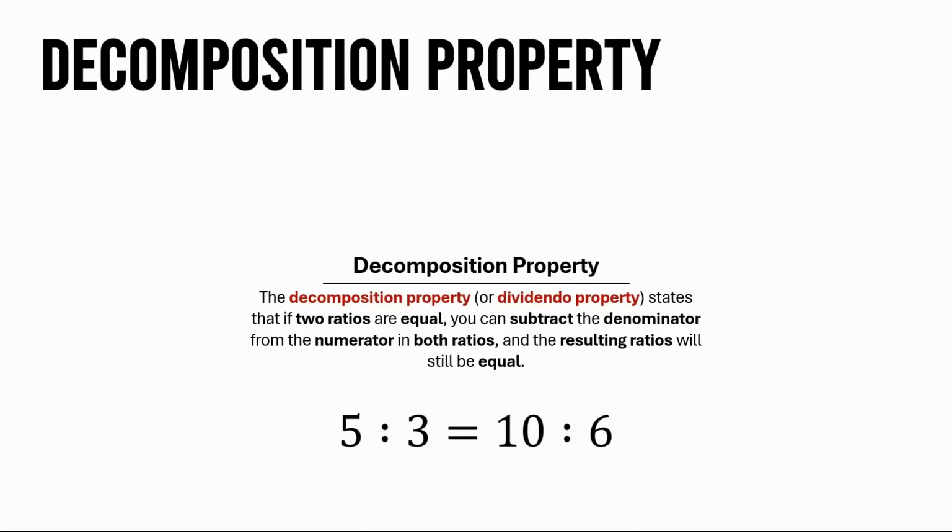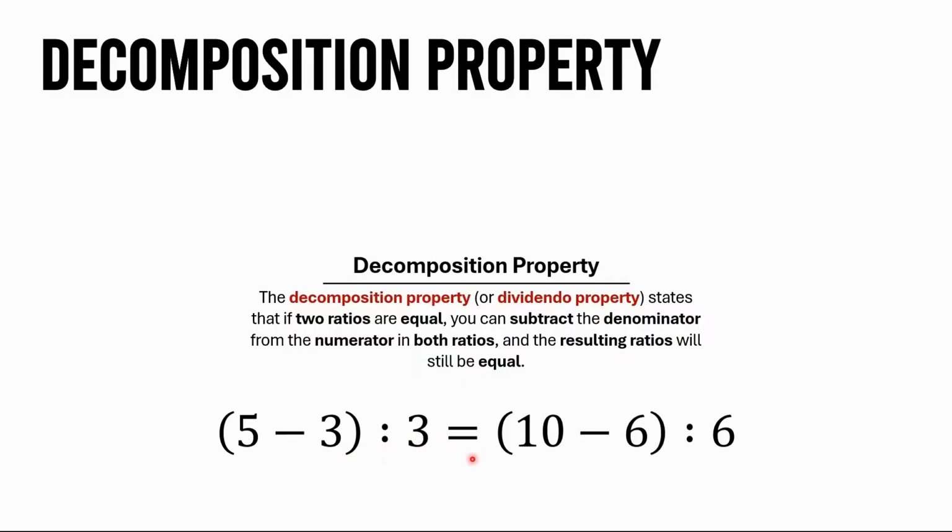Here we have 5 is to 3 as 10 is to 6. We subtracted the denominator, the consequent, from the numerator, the antecedent. 5 minus 3 is to 3 as 10 minus 6 is to 6.